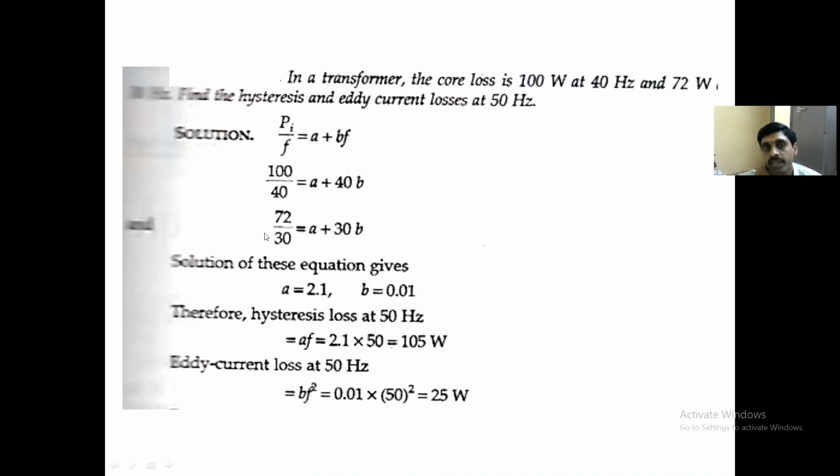It is not clear here, 30 hertz. Again, you write A plus 30 into B, because the B value is here. So this F frequency is 30. Using these two equations, you can calculate the A value and B value. Once A, B are obtained, what is hysteresis loss? A into F. What is eddy current loss? B into F square. So like this, we can separate both the losses. Normally the total core loss is 100 watts, and you have separated hysteresis loss and eddy current loss.